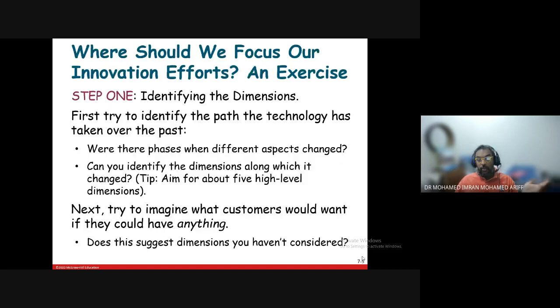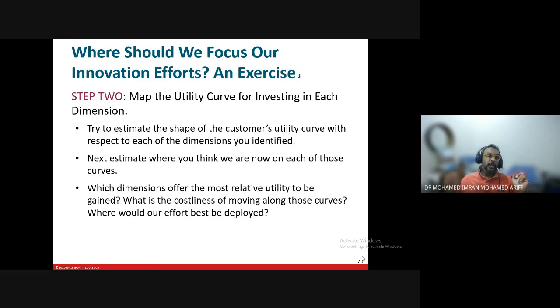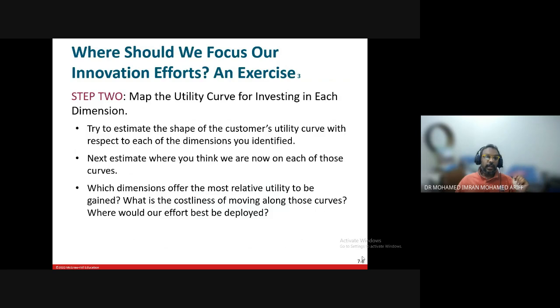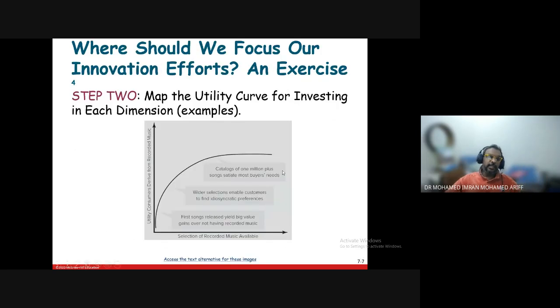So how do you know what the customer wants? Satu, you boleh buat survey lah. Tapi takkan nak tanya semua orang kan, apa yang you nak, apa yang you nak. You can just get a random feedback. Next, you can map the utility curve for investing. So this is the utility curve. Okay, so utility curve is about, example kat sini.